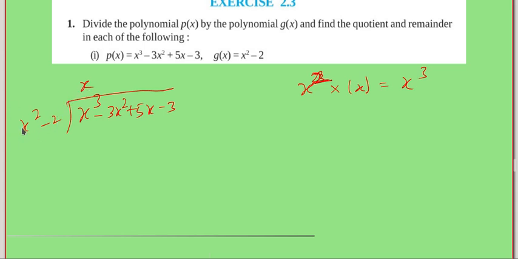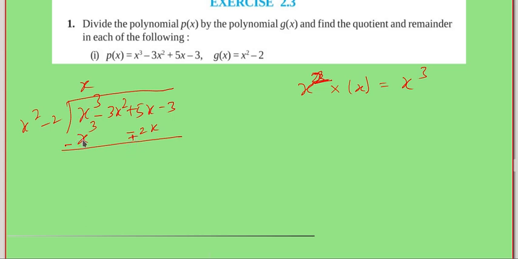So x into x square becomes x cube, minus 2 into x becomes minus 2x. So we are getting minus 2x only, it is not x square, no? So we have to write this under the x term. So minus 2x. Okay. Now we have to change the sign. That means we are subtracting. We have to change the sign.